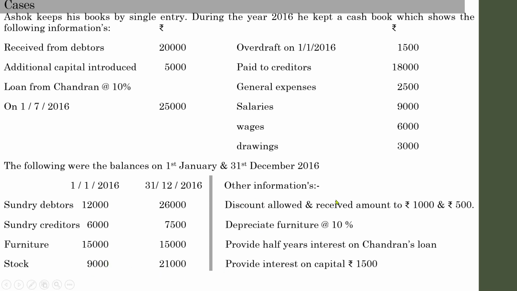Okay. Additional information: discount allowed and received, 1,000 and 500. Usually, discount allowed means related to whom? Discount allowed and discount received are related to debtors and creditors, so it has to be adjusted. Depreciate furniture, there has to be depreciation. Provide half-year interest for Chandran's loan, you have to give that. Provide interest on capital 1,500. Here the amount is directly given, so you need not worry about which amount has to be computed.